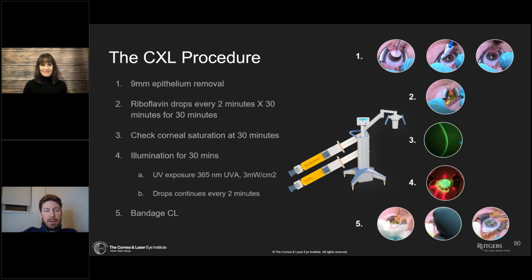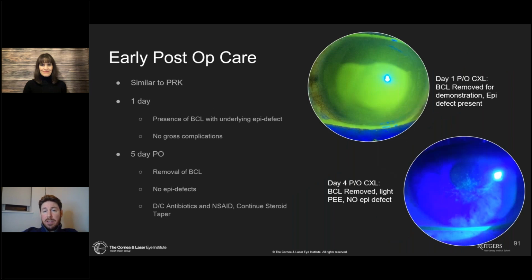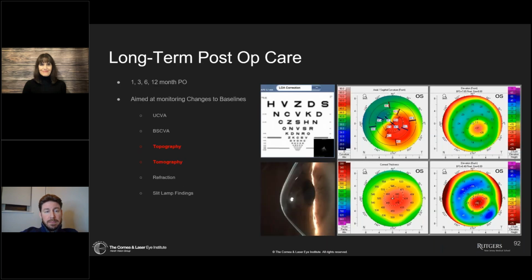The post-op period is essentially just like PRK in the early phases. You just want to see that things are looking normal and healing. At day 5, you can remove the bandage contact lens and make sure that there are no epithelial defects. Drugs are exactly the same as what you would do during PRK. Long term, you're really looking for stability and monitoring those metrics that you took for baseline.